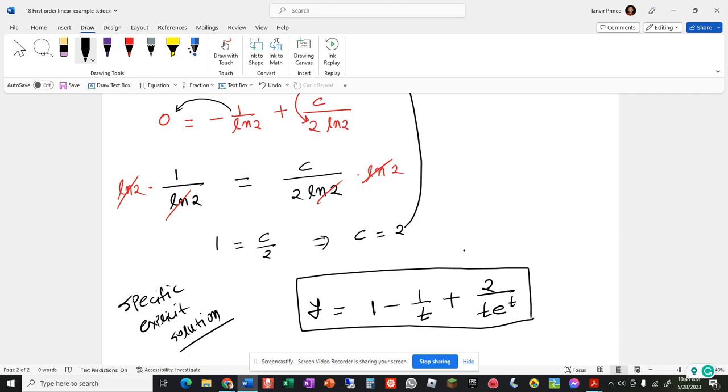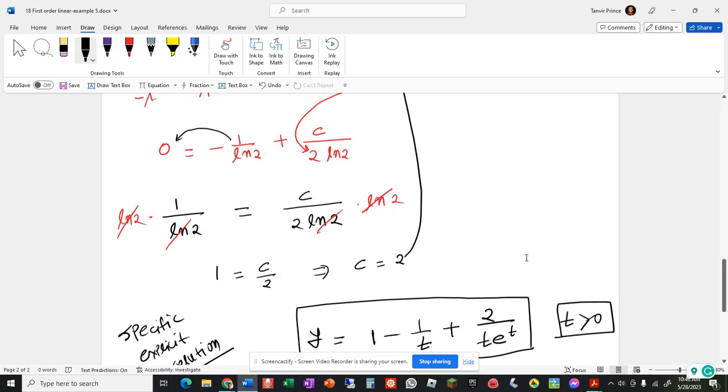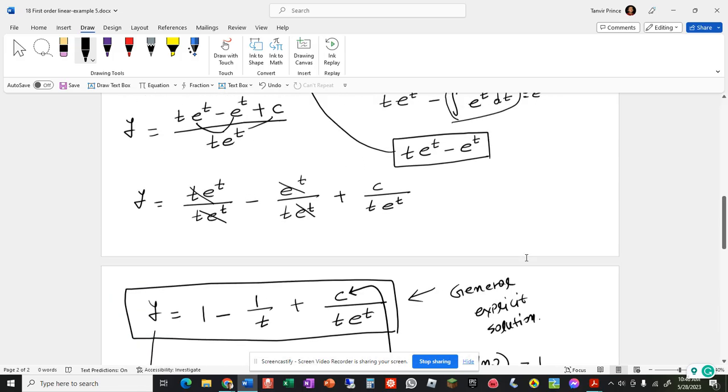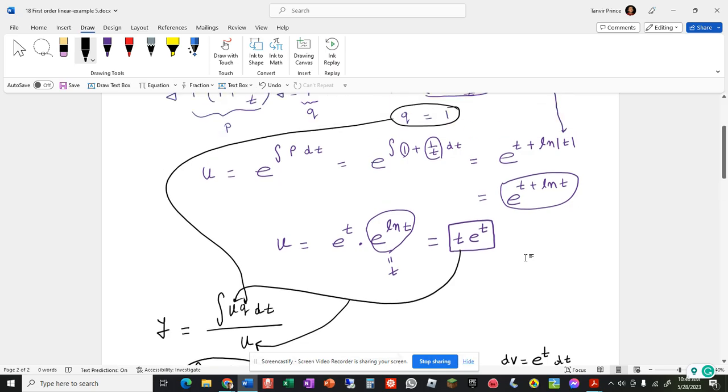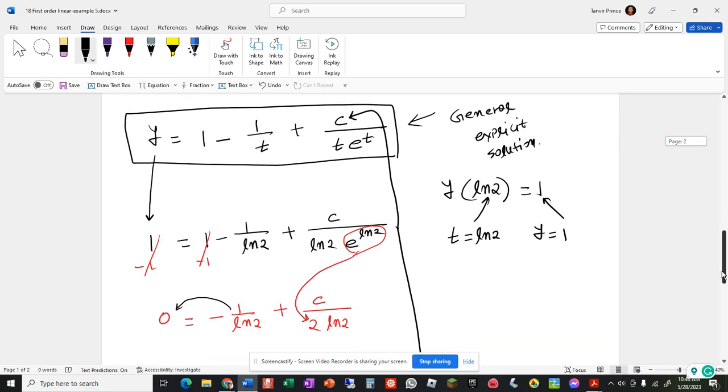Okay. Now, if you want, you can combine this into one fraction, but you don't have to do that. Of course, here t is bigger than 0, and that is given in the question, because we use that t is bigger than 0 to drop the absolute value. Okay, I hope it helped, and always remember, you can do it.